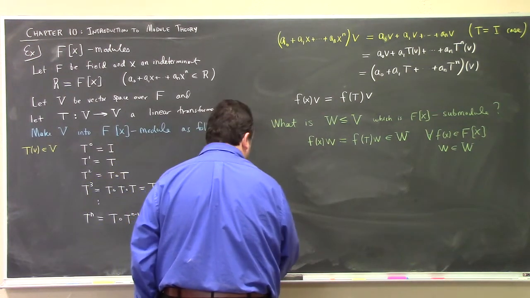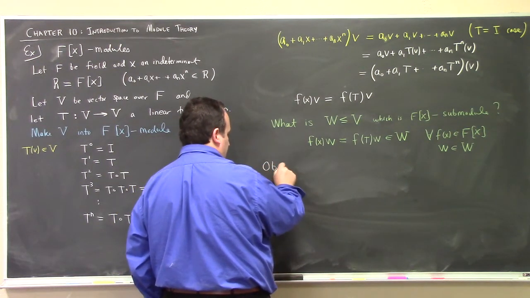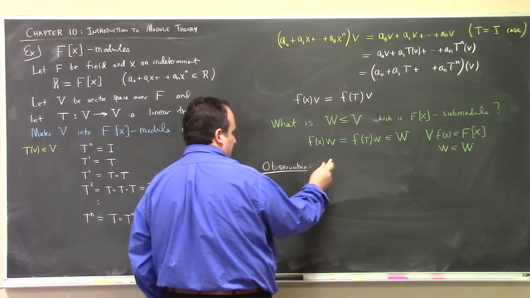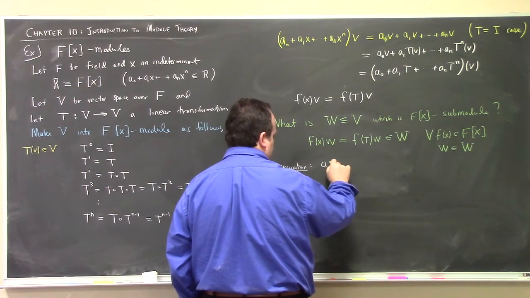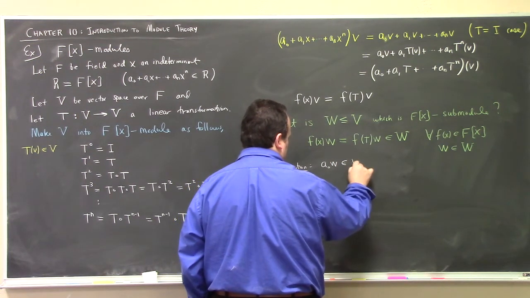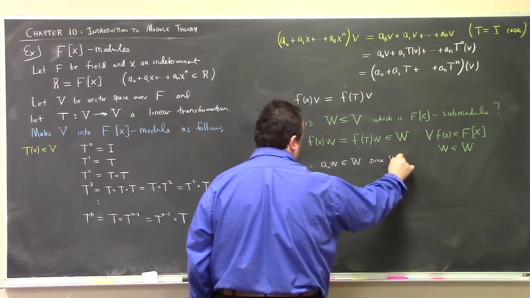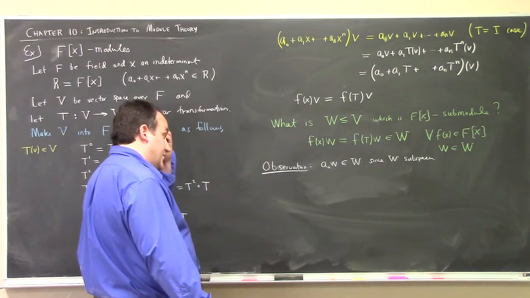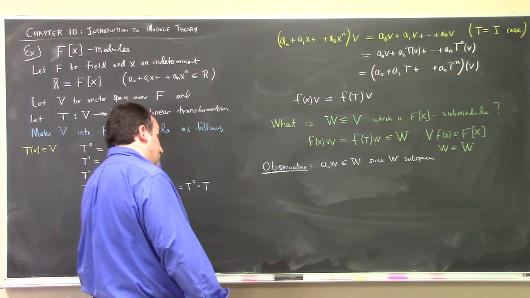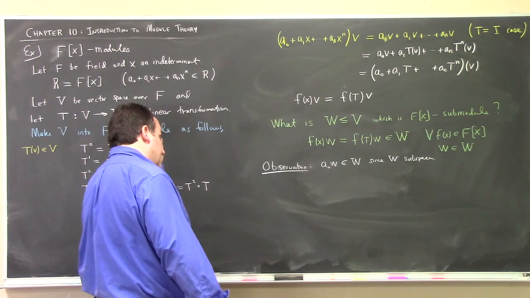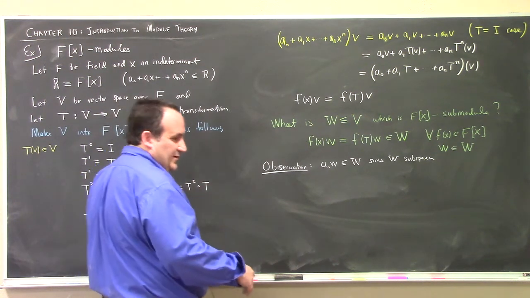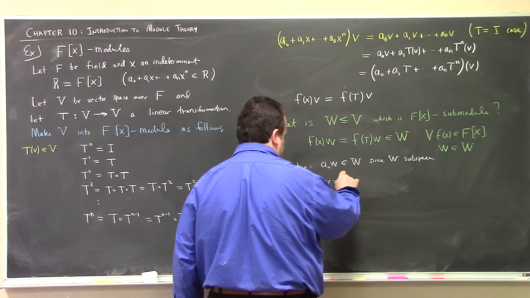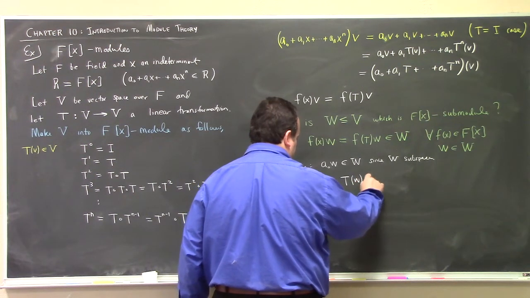Lemma. Well, I guess observation. First of all, if I have a constant times w, that is definitely an element of W again, since W is a subspace. I'm assuming W is a subspace, and I'm trying to figure out what kind of subspaces are F[x] modules. So whatever happens with constants, not a problem. But if I have something like x acting on w, well, that's T acting on w. We need that as an element of W again.